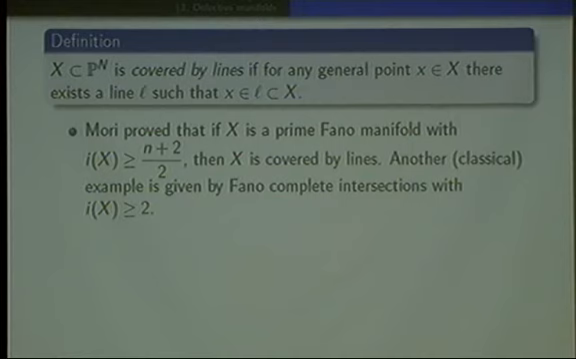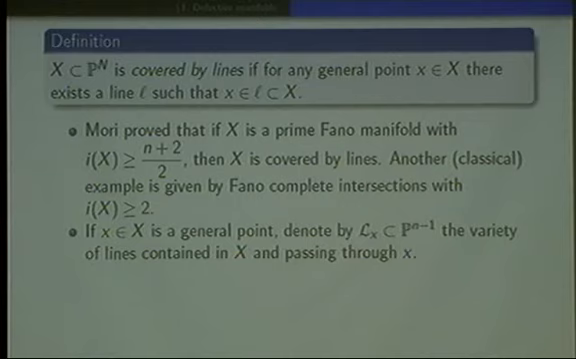Now, some familiar notation. If I fix a general point x, I denote by L sub x the variety of lines contained in X and passing through x. It can be naturally seen as a subscheme of the projective space of tangent directions at the point, which is P^(n-1). But just think of it as a space of tangent directions at the general point x.